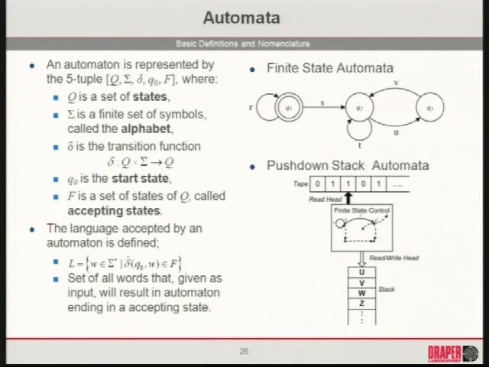Pushdown stack automata is a little bit different. I'm actually going to put in a stack now. So when it takes some input, it's also going to take a look at what's in the stack. It's going to do its operation. It can also write back on the stack. So it's this notion of I'm going to have a variable and I can change the value of what's in that variable and manipulate that.